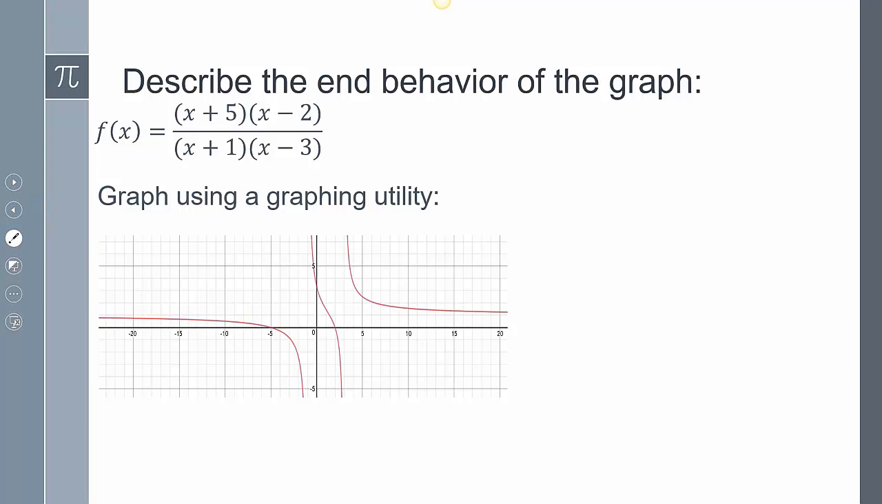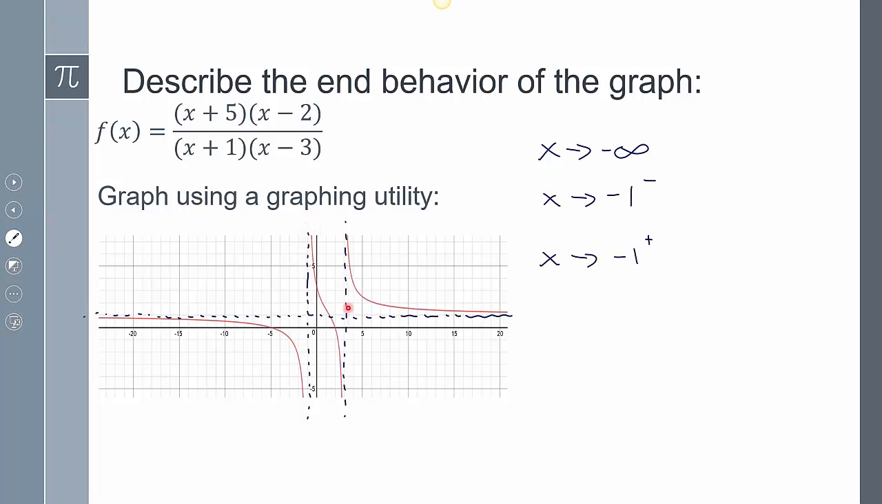Looking at this next one, remember, enter this into your calculator and graph it. Drawing in your vertical and horizontal asymptotes absolutely helps. And so describing, let's see what my x is doing. Well, my x is going to negative infinity. My x is approaching this value of -1 from both the negative and the positive. It's approaching this value of 3 from both the negative and the positive. And then it's also going on forever, so x is going to infinity.